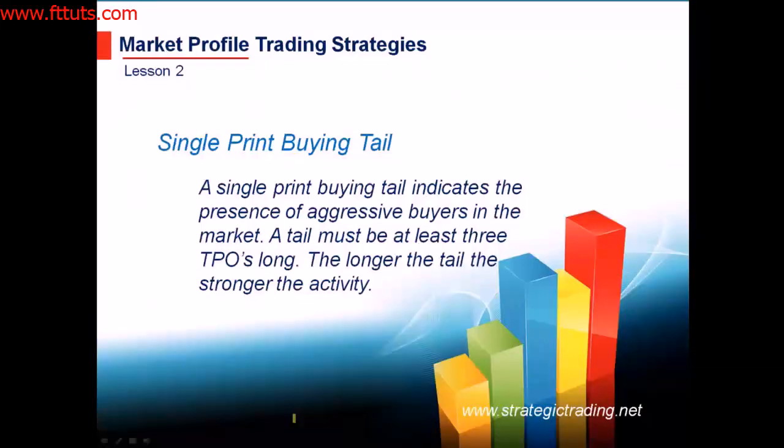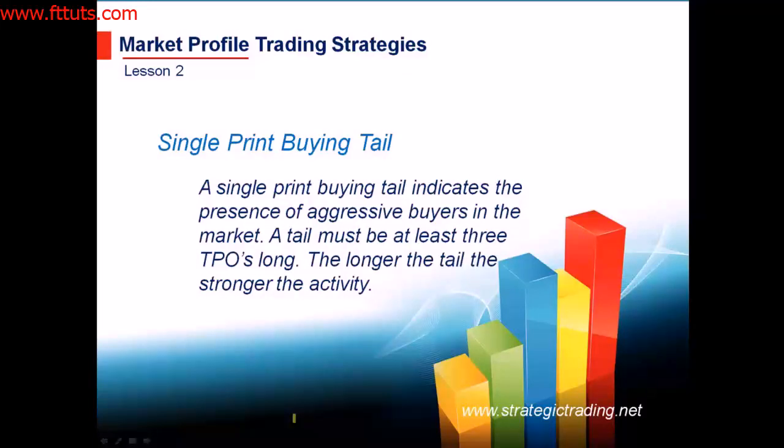All right, another important concept that we want to have under our belt in analyzing a profile chart is the single print buying tail, and in a couple of moments we will also talk about a single print selling tail. A single print buying tail indicates the presence of aggressive buyers in the market. It is important to keep in mind that we don't want to just look at any tail. Our tail needs to be at least 3 TPOs long, and the longer the tail, the stronger the activity.